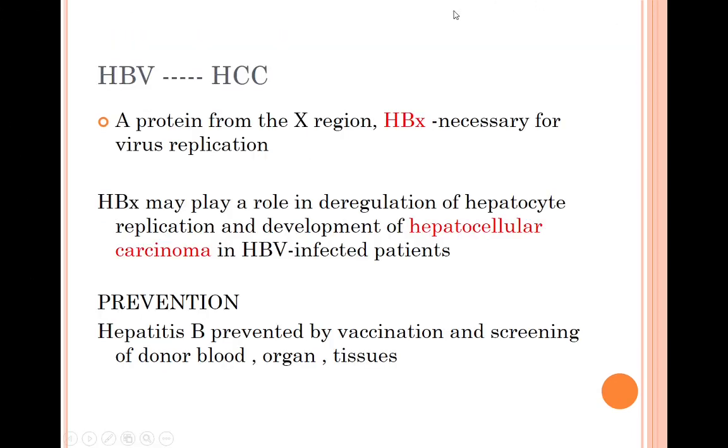And then this is also a question: how does HBV cause hepatocellular carcinoma? This is because of HBx, a protein of the X region. This is necessary for the viral replication. HBx can play a role in deregulation of hepatocyte replication and development of hepatocellular carcinoma in HBV-infected patients. Okay. So prevention of hepatitis B is by screening of all donor blood, organ and tissues, and also by vaccination.